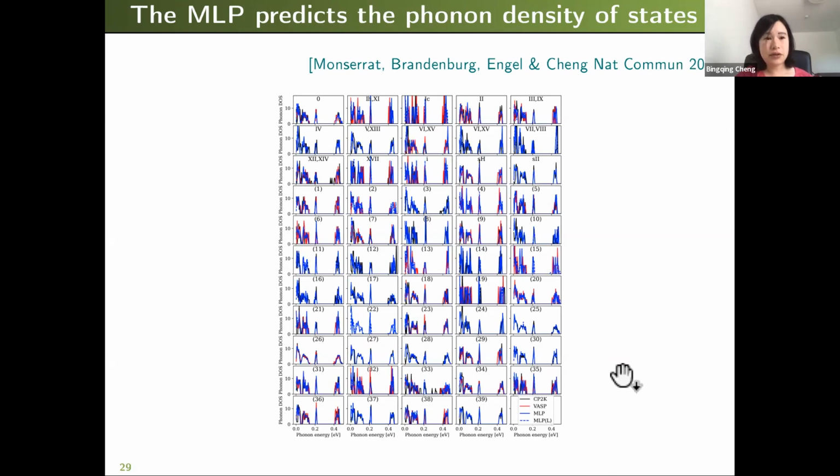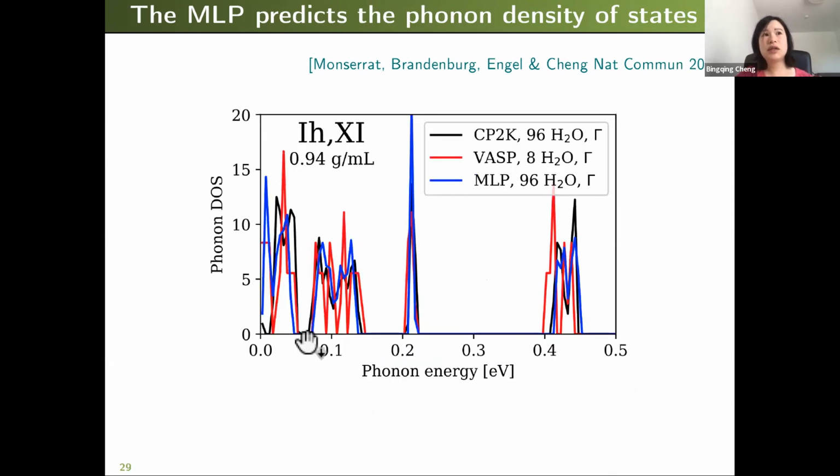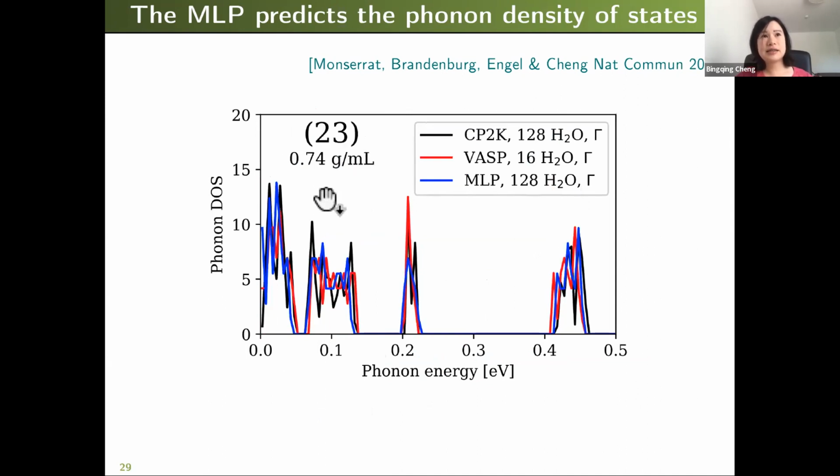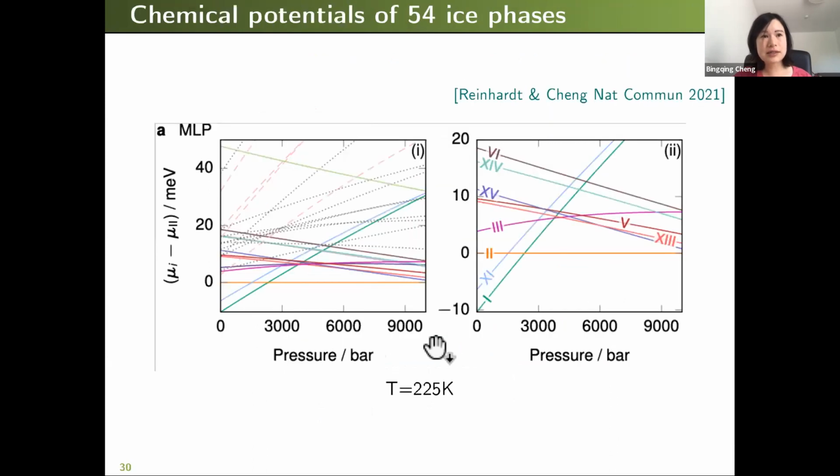So this is a big panel. It's a little bit hard to see, but we can zoom in and see the phonon density of states are very well described by the machine learning potential for the low ambient density and high density and low density ice phases. And because the machine learning potential is able to predict well the property of all these ice phases, we also use the machine learning potential to explore the water phase diagram. So we computed accurately the chemical potentials for all the 54 ice phases.